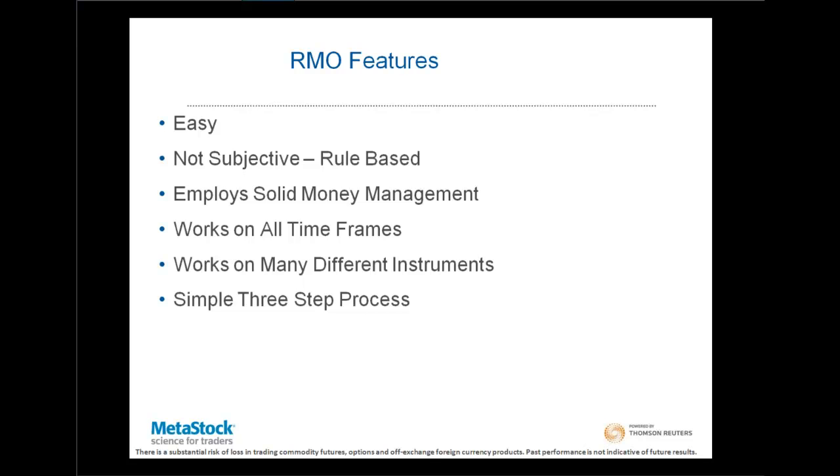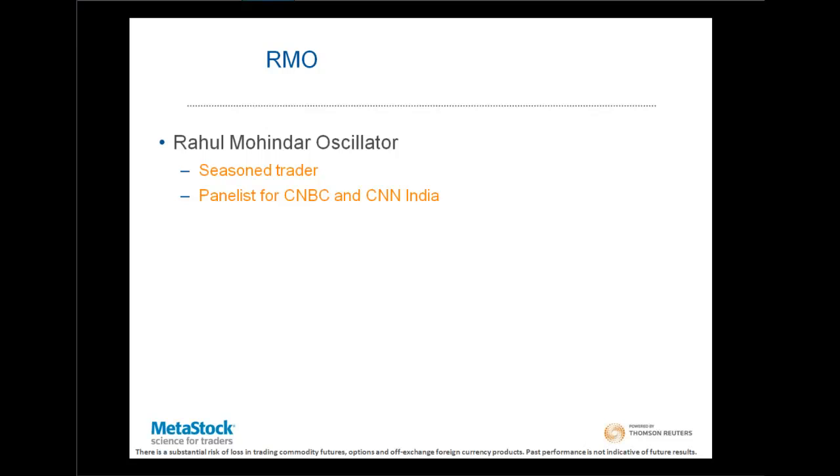Okay. RMO basically stands for Rahul Mohindar Oscillator, and some of you may be familiar with Rahul Mohindar, some of you may not be. Let me just tell you who he is. Rahul Mohindar is actually a dealer of ours in India. He basically helps us sell the software. He's a panelist on CNBC. He runs a trading school for people in India, basically. As such, last year he was our second best dealer. The year before that he was our best dealer. He does a lot of really good business for us, and we really appreciate him.